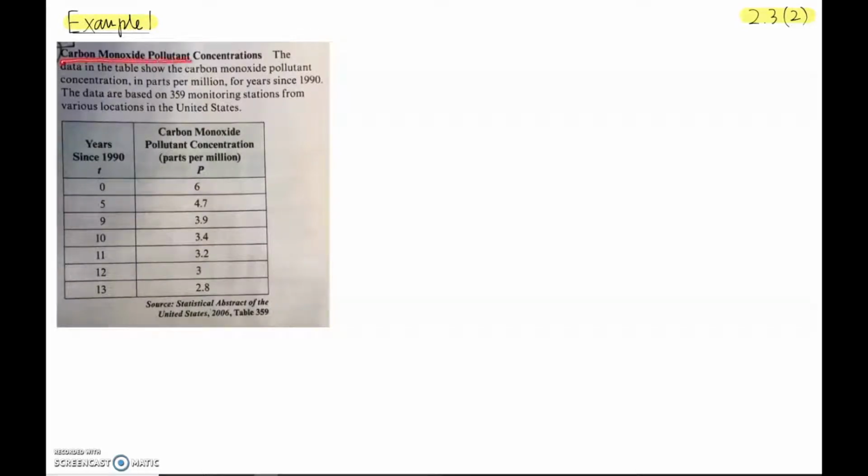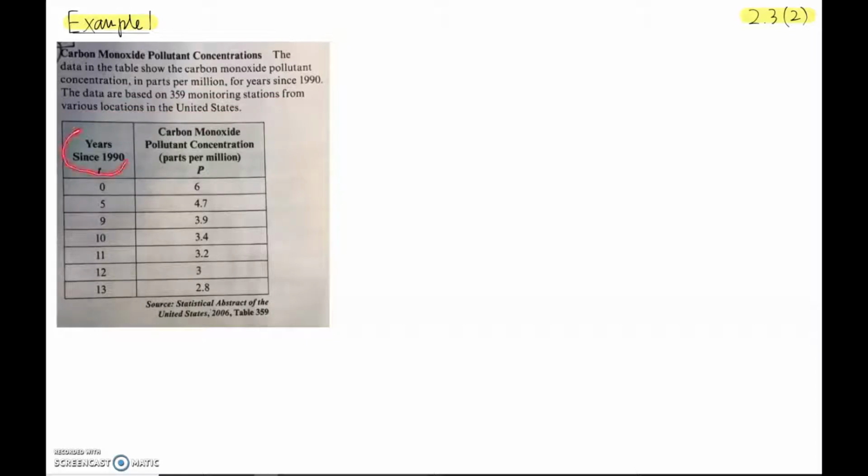Carbon monoxide pollutant concentrations. The data in the table show the carbon monoxide pollutant concentration. So to me, that sounds like just carbon monoxide floating in the air, which doesn't sound like a great thing. Obviously, it's a pollutant. Okay, so that stuff in parts per million, that's the unit of the carbon monoxide concentration for years since 1990. The data are based on 359 monitoring stations from various locations in the United States. Okay, great. And here's the data.